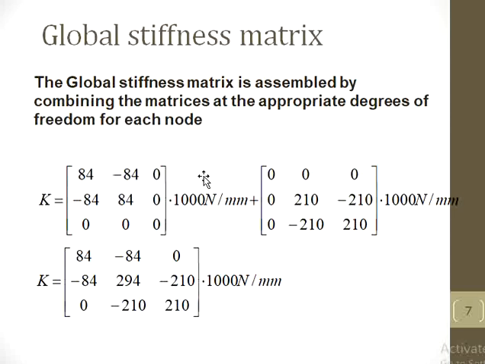Here, for the global stiffness matrix, we just simply add these two stiffness matrices. The positions of element 1 are 1, 2, 3 and 4, then the stiffness for element 2 at positions 1, 2, 3, 4. So we club these two elements and form a global stiffness matrix.